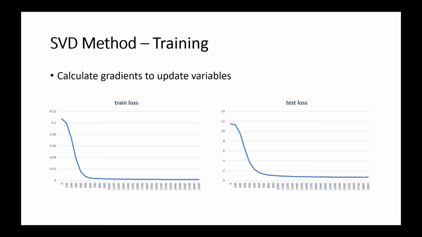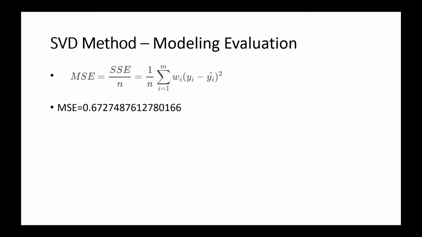During the training process, the following 2 pictures correspond to train loss and test loss. After training, we calculate the mean. After training, we also calculate mean squared error to verify the results. The MSE is about 0.67. It looks pretty good.